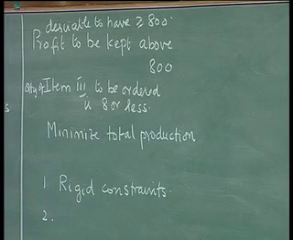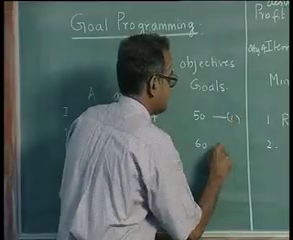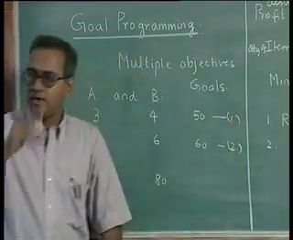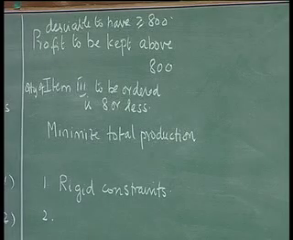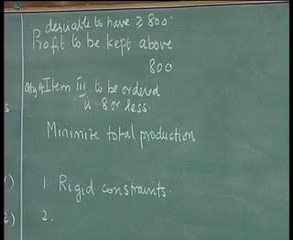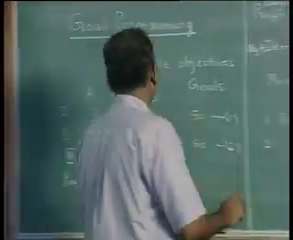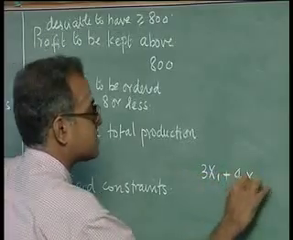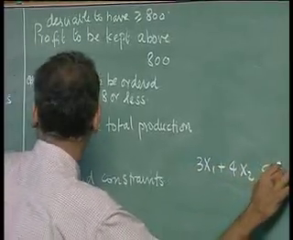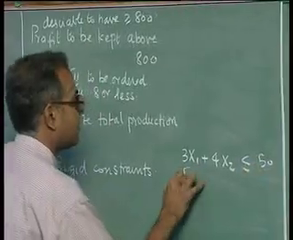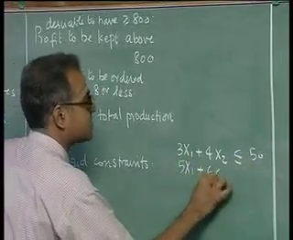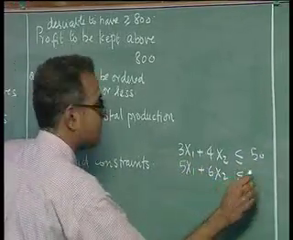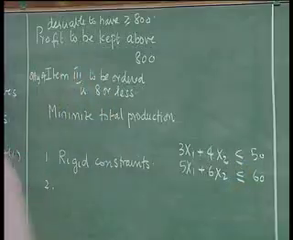Now, as far as this problem is concerned, there are two rigid constraints, these two are your rigid constraints. For example, we define the same x1 and x2 as the quantities of A and B produced. So, your rigid constraints will become 3x1 plus 4x2 less than or equal to 50 and 5x1 plus 6x2 less than or equal to 60. So, this is your rigid constraint.